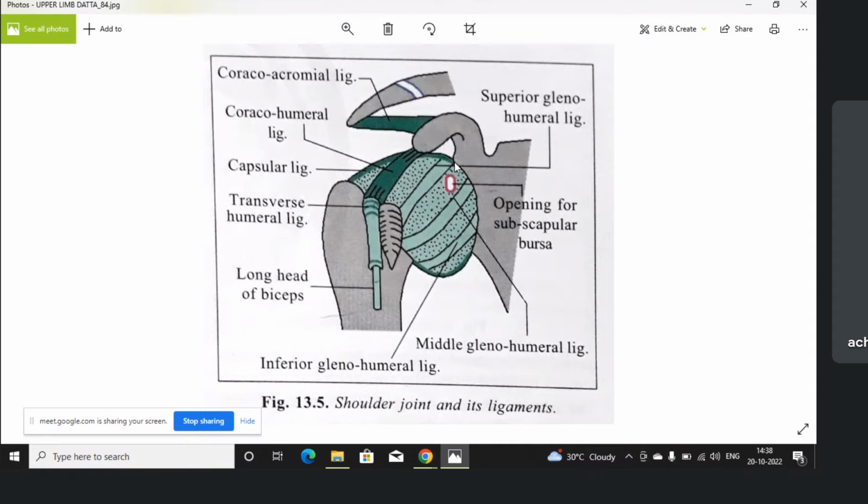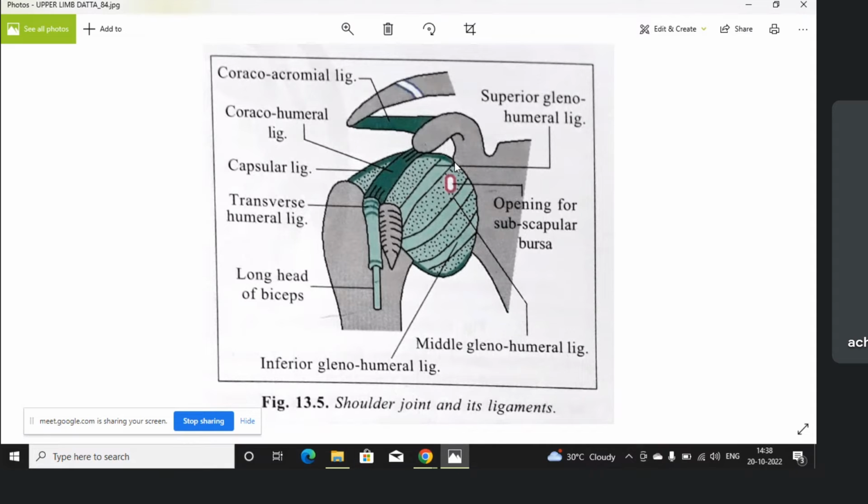Are you getting? So glenohumeral: gleno means glenoid cavity, humeral means humerus. So on the humerus there are three attachment parts: upper part of the lesser tubercle, lower part of the lesser tubercle, and anatomical neck of the humerus. Above attachments are the upper part, intermediate part, and lower part of the anterior margin of the glenoid cavity.